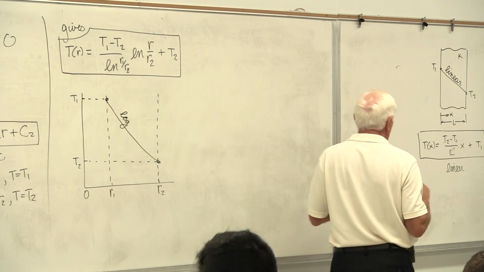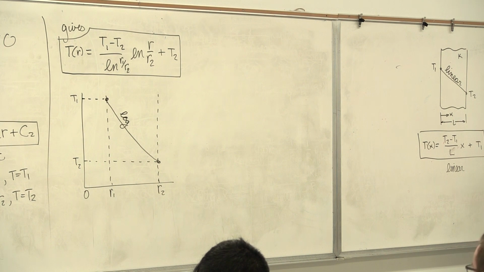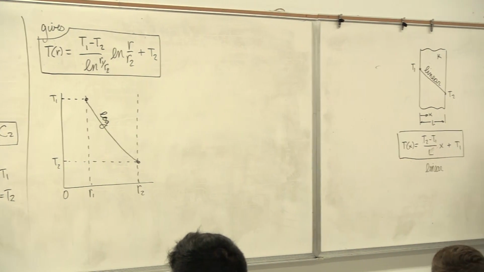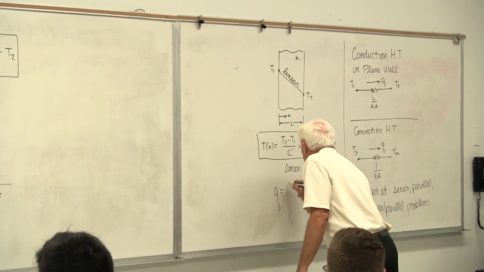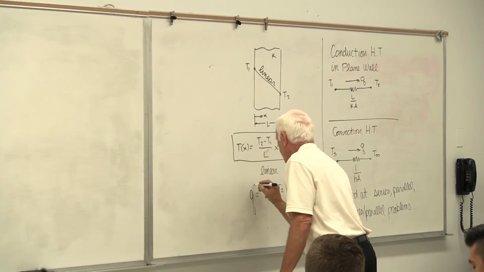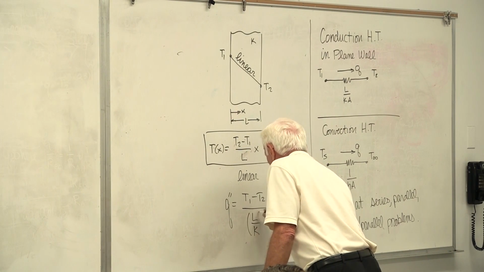Now, once we get the temperature distribution, here's what we do. We write the governing differential equation, apply the boundary conditions and initial conditions, and get the solution, temperature as a function of whatever, x or r. The next step is to find the heat transfer through the wall, or through the pipe wall. For the plane wall, we did that last time: q equals T1 minus T2 divided by L over k. That's q double prime, the heat flux.